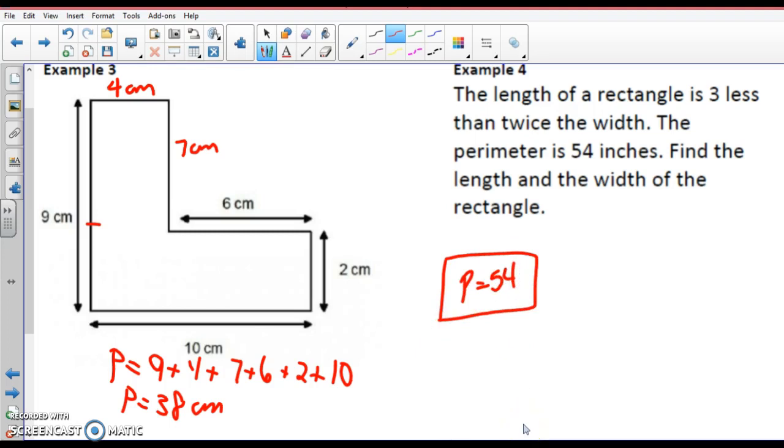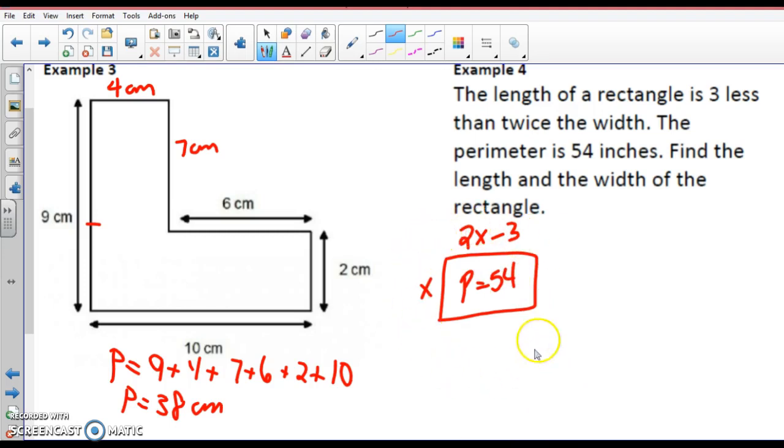It said the length of a rectangle is 3 less than twice the width. Well, I don't know the width, so I'm going to call it x. But it says the length is 3 less than twice the width. Well, wouldn't twice the width be 2x? 3 less is minus 3. Make sure you do minus 3, because it's 3 less.